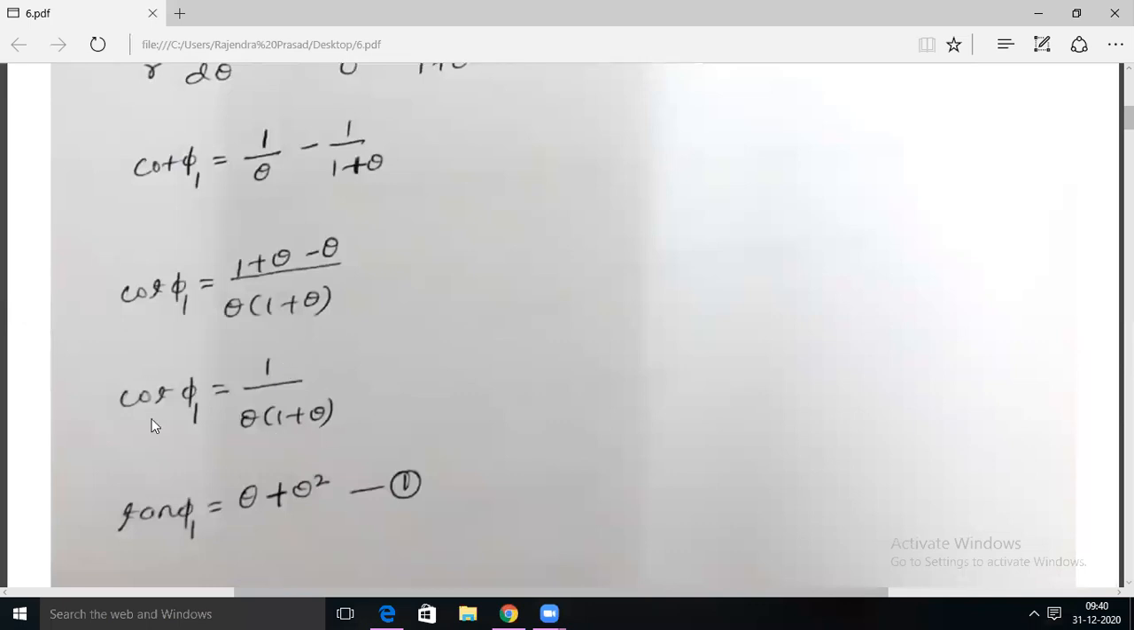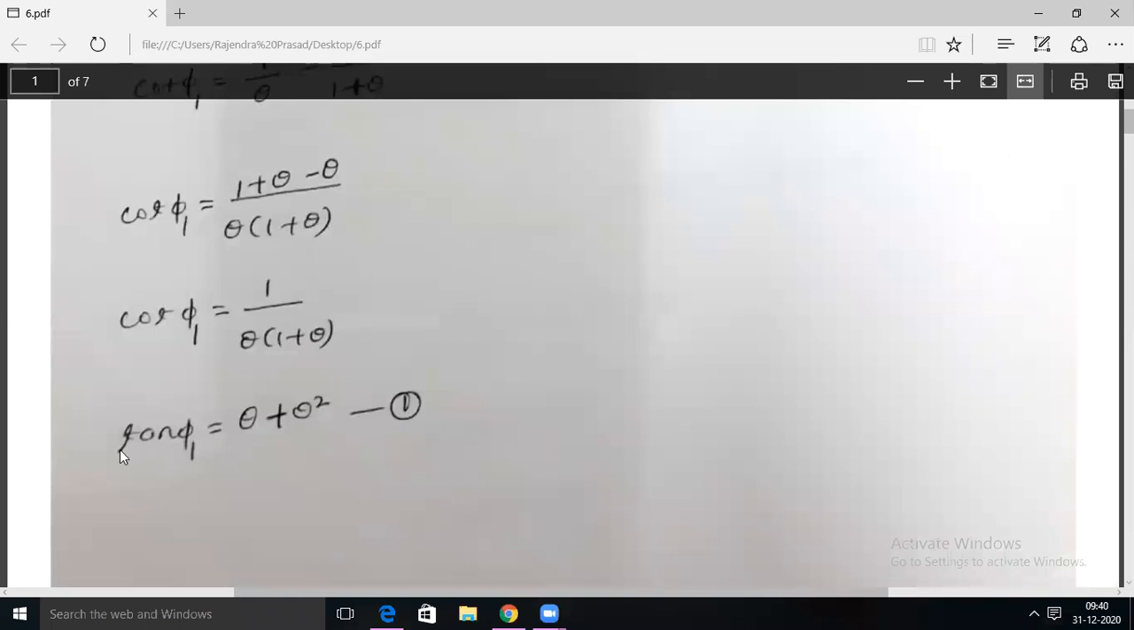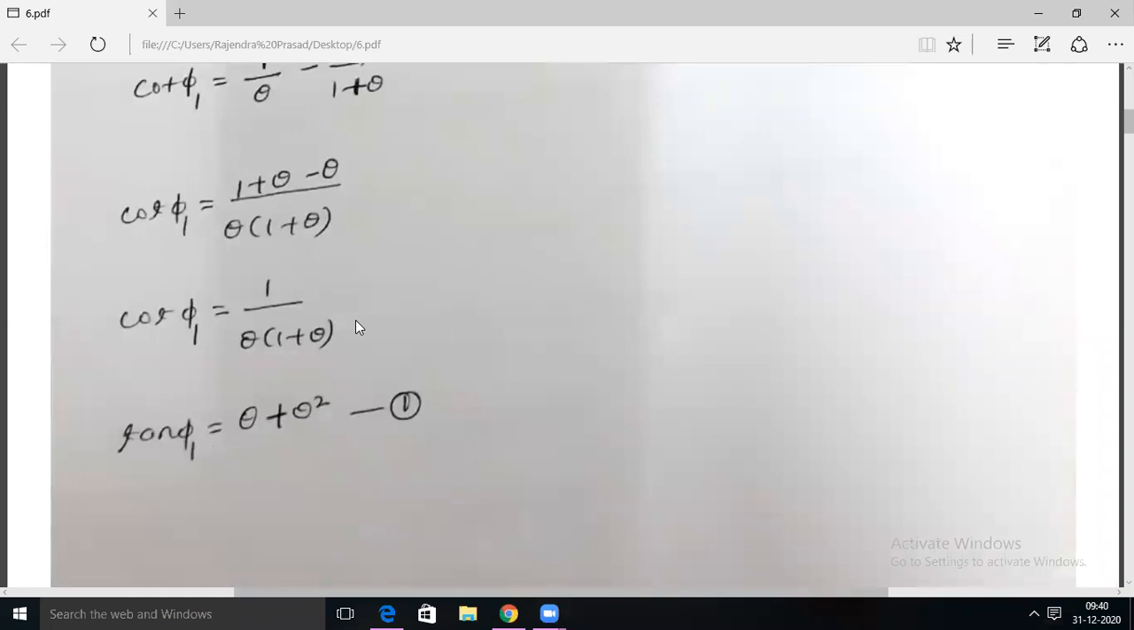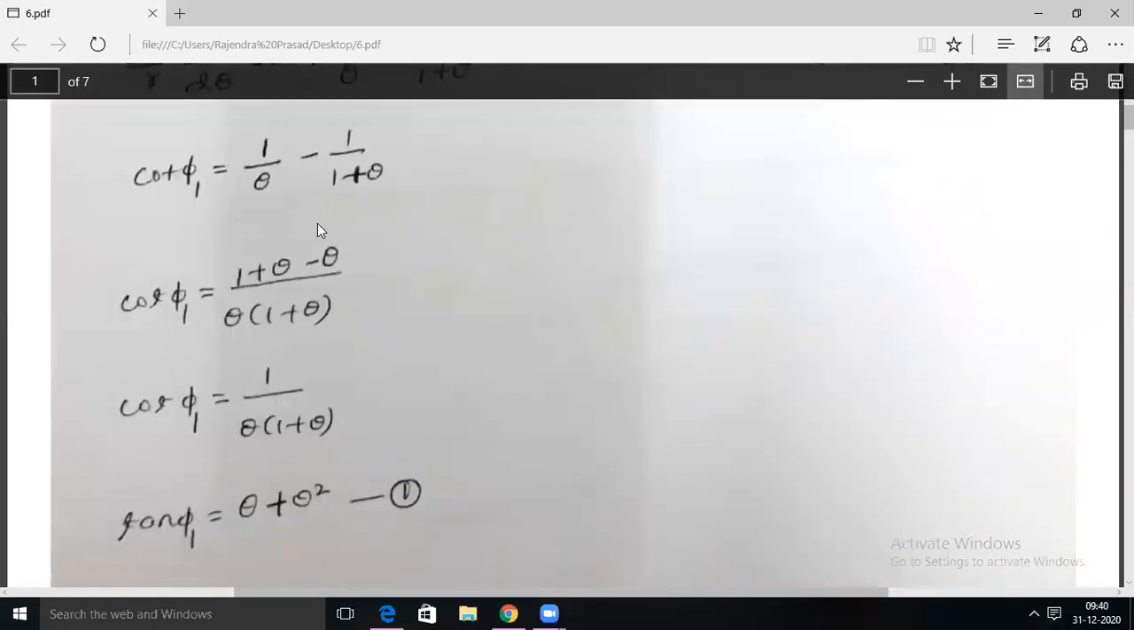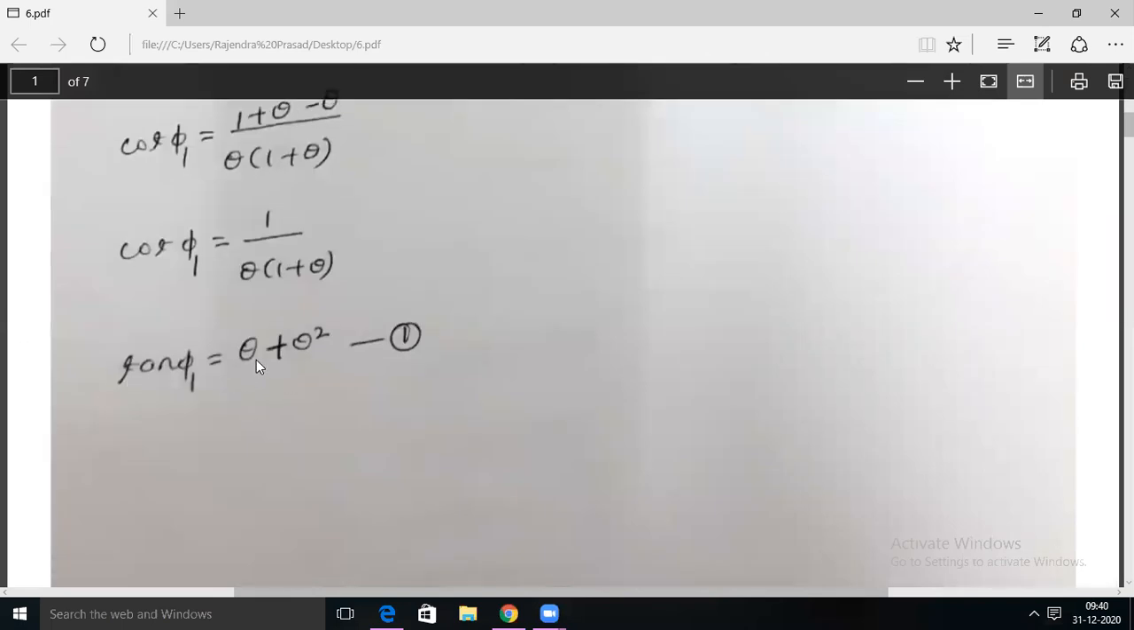So cot phi 1 is equal to 1 upon theta into 1 plus theta, keep as it is. Also, in terms of tan, we can write cot phi 1 is equal to 1 upon theta into 1 plus theta. In terms of tan it becomes tan phi 1 is equal to the reciprocal. This denominator goes to the RHS. Obviously we get theta into 1 plus theta, which is theta into 1, theta, plus theta into theta, theta square. Consider this equation number 1, for the first polar curve. Then we get tan phi 1 is equal to theta plus theta square.